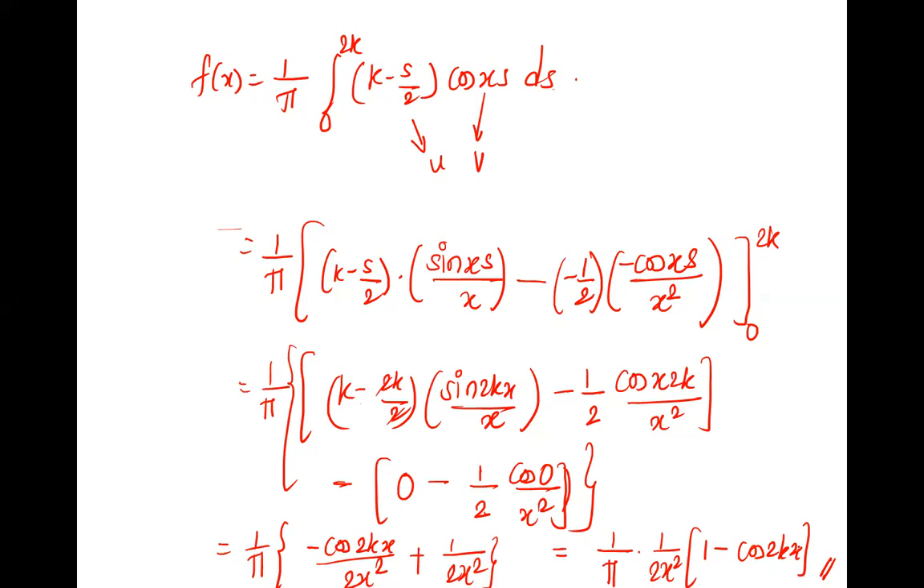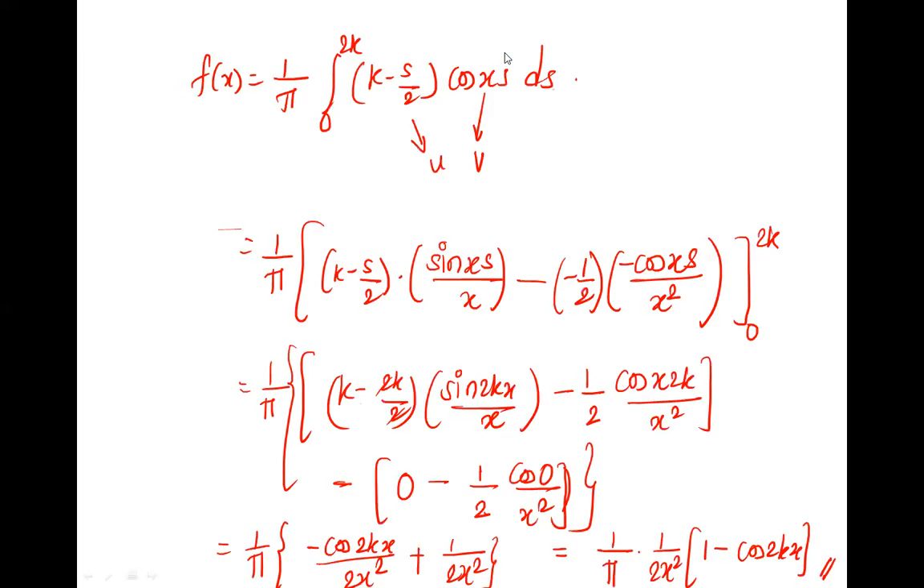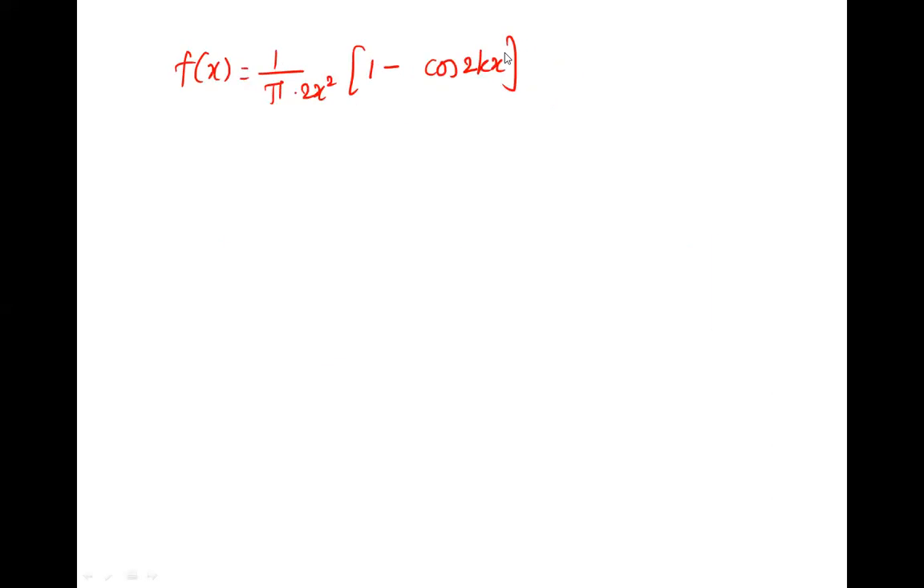So yes, if it is there, very good. If it is not there, I'm taking it forward, just a minute. F of x we have got 1 upon pi into 2x square, 1 minus cos 2kx. Is this what we got? This. Okay, so this answer is, if it is in MCQ, very good.